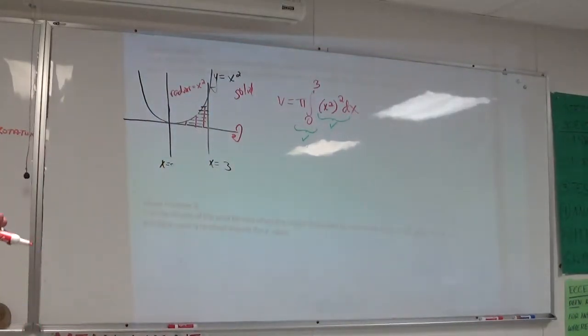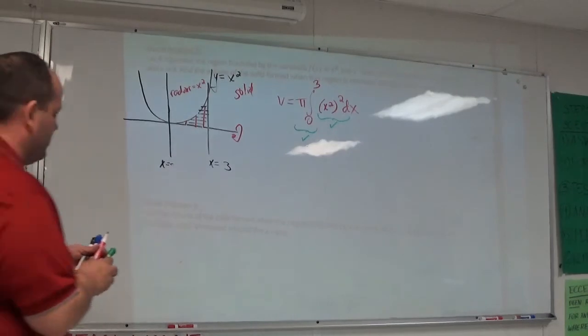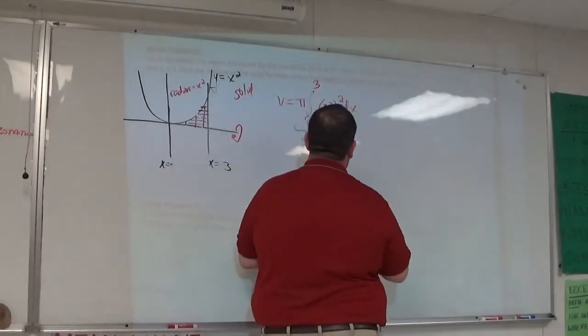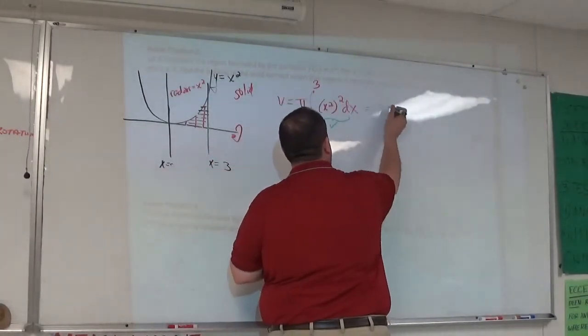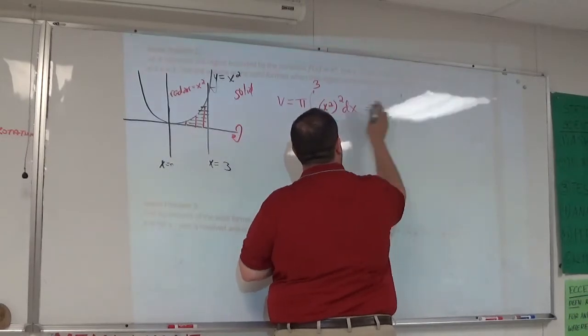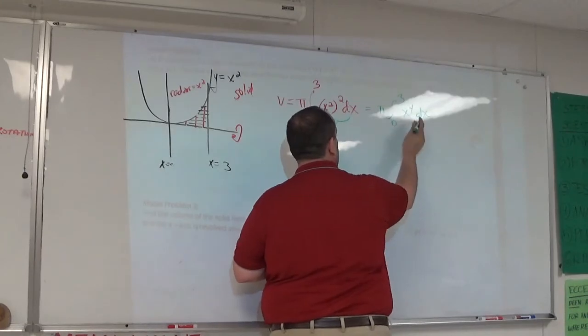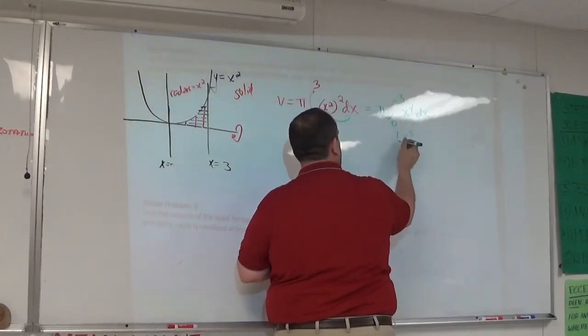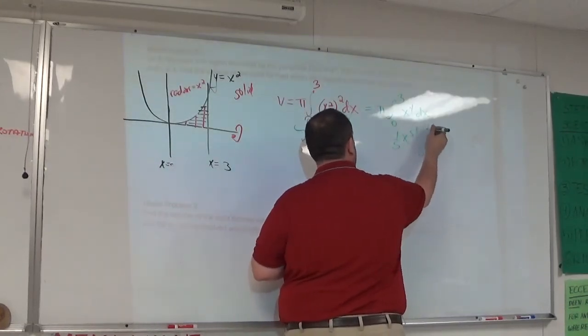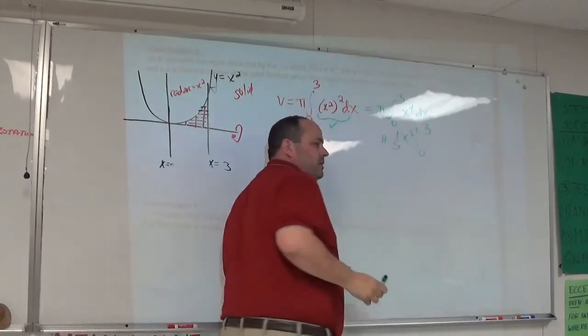Now it's your choice. You want to just type it into the calculator and get an answer? Fine, feel free. You want to use your calculus skills? Go for the calculus skills. I'm going to finish this off with the calculus skills. Pi integral from 0 to 3. X squared squared is x to the 4th. Integral of x to the 4th is 1/5 x to the 5th. From 0 to 3, don't forget the pi.